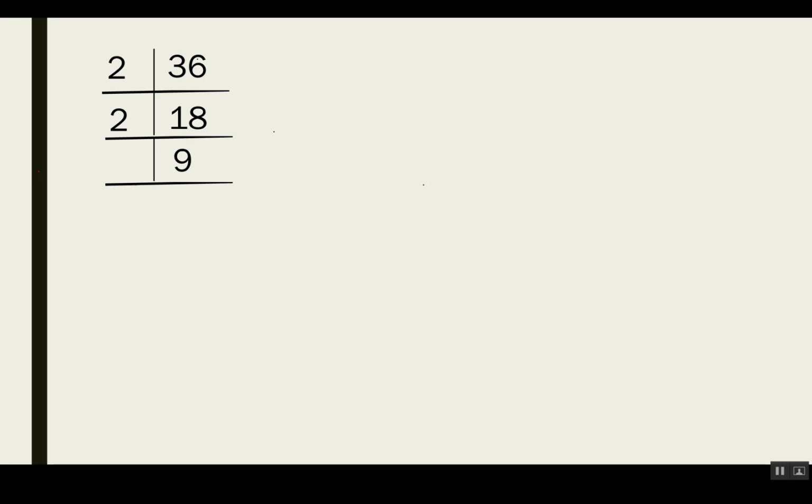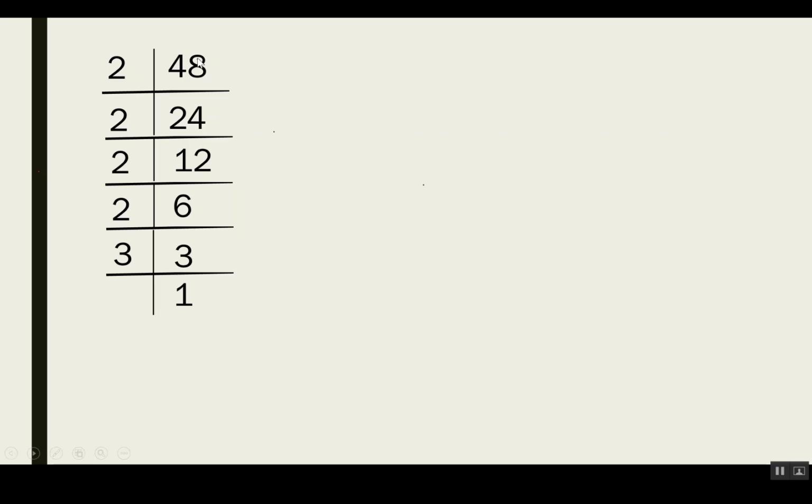As we can see, 9 can't be divided by 2, so we use the next prime number. After 2, the next prime number is 3, so we use that. We divide 9 by 3, and it gives us 3. We divide 3 by 3, and finally the answer comes as 1, which is our goal. We divide any number using prime numbers until we get 1. So the prime factors of 36 are 2 into 2 into 3 into 3.